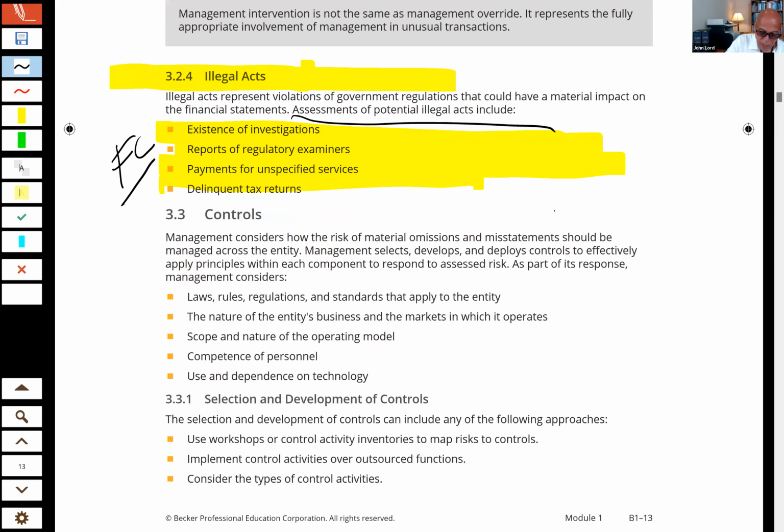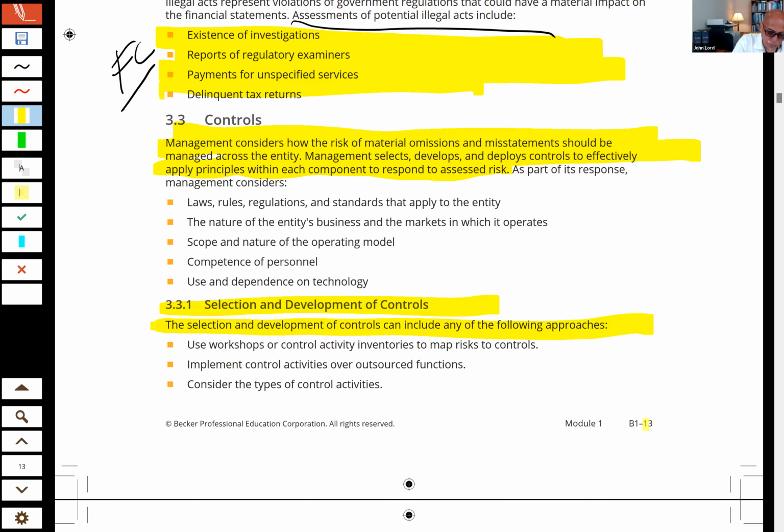Now you come over and management considers how the risk of material omission and misstatement could be managed across the entity, and then management selects, develops, and deploys controls effectively and principles within each component to respond to the assessed risk. So basically, you've made the assessment of the risk, including fraud. Now you're going to respond with the control activities. When you develop those, selection and development of controls can include, okay, and why don't we go ahead and flashcard some of these things?